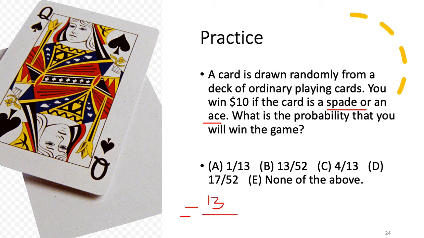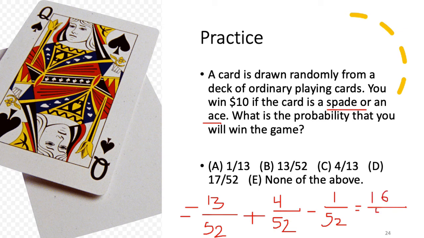So the probability a card is a spade is 13 out of 52, plus the probability that a card is an ace is 4 out of 52 because there are 4 aces in a deck. And we have to remove the one card that is the ace of spades from the deck. So we get a total probability of 16 out of 52, which reduces to 1 over 13. So what is the probability that you will win the $10? It's going to be 1 out of 13.